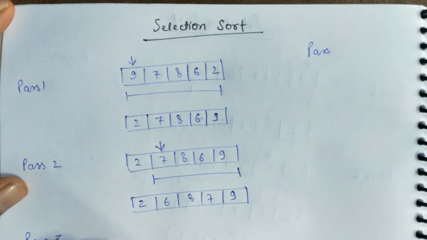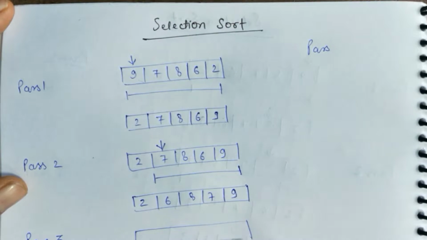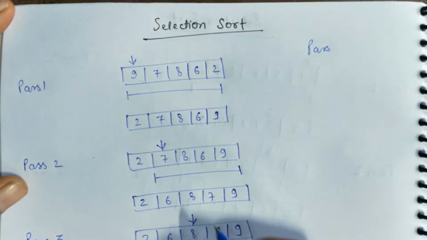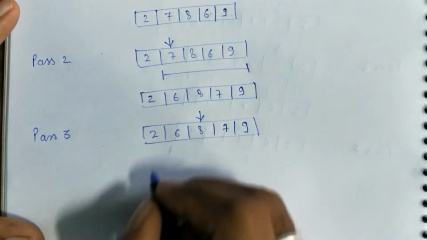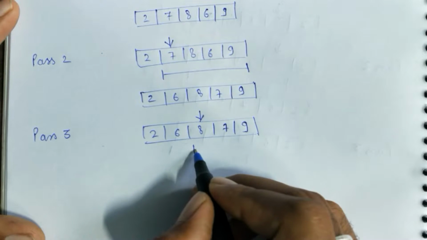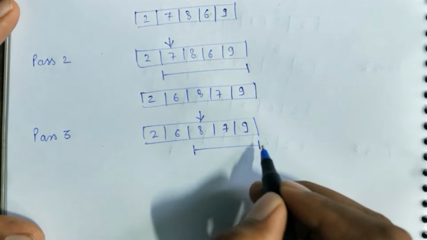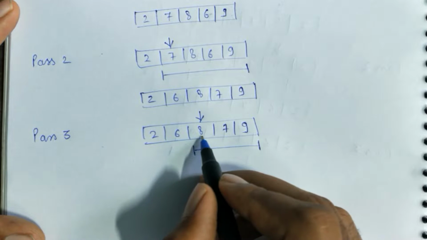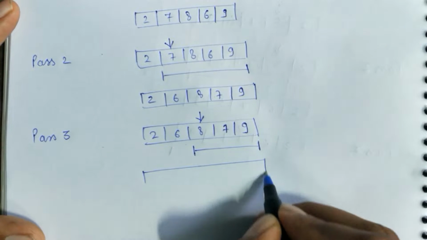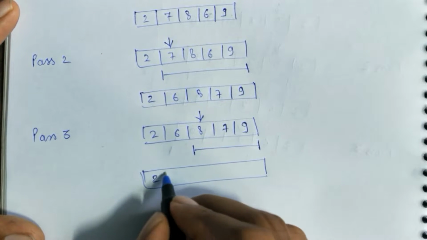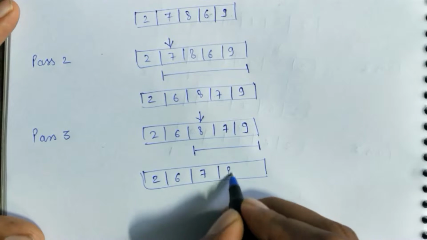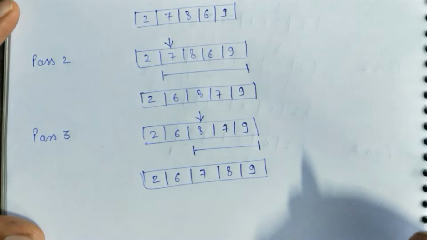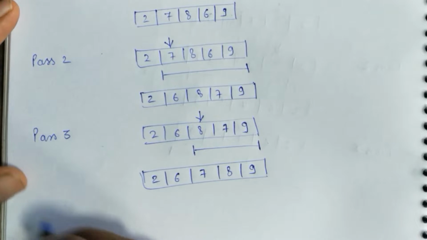So for pass 3, 2, 6, 8, 7, 9, we will be selecting next element, that is 8. So here we will find the smallest element in this part of array. Here it is 7, so it will get swapped with this value 8. 2, 6, 7, 8, 9. After pass 3 our array will be like this.